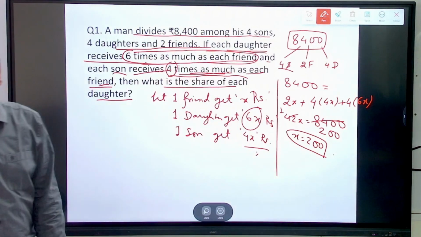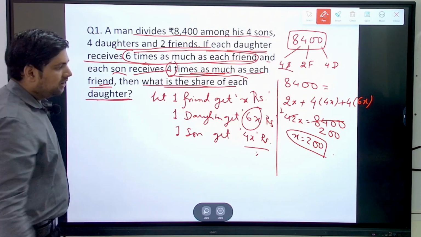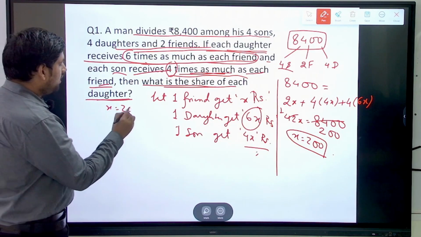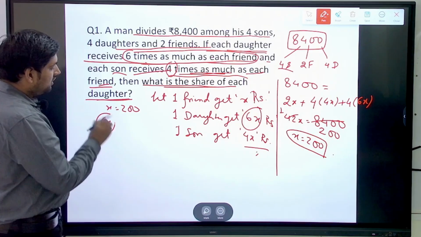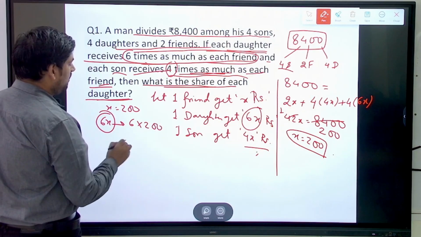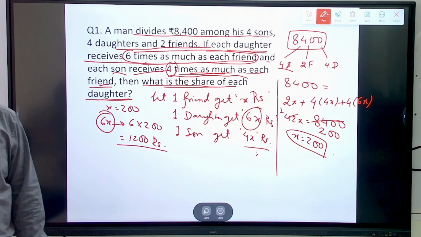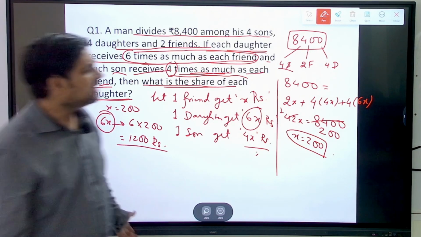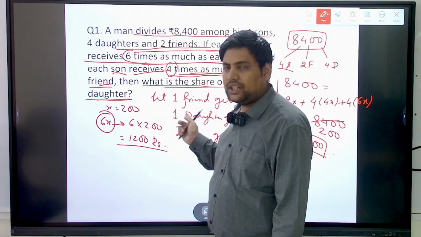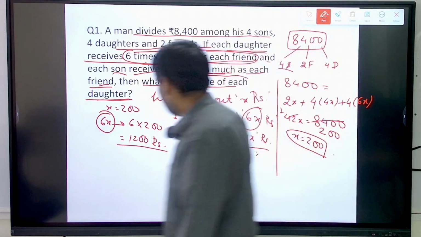Now, if x is equal to 200, what is the share of each daughter? Each daughter gets 6x. If x is equal to 200, then 6 into 200 is 1200 rupees. This becomes your answer. Simple. This is how you have to do them. The other 2 quantities were given in terms of what one friend gets. That's why you divided it in such a way. Understood? Okay. Then next.